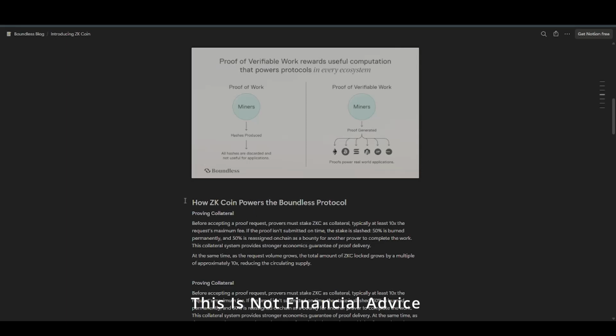Now if we look at proving collateral, before accepting a proof request, provers must stake ZKC as collateral, typically at least 10x the request's maximum fee. If the proof is not submitted on time, the stake is slashed: 50% is burned permanently and 50% is reassigned on chain as a bounty for another prover to complete the work. So that's a really good utility for the ZKC token, and they also have a burn mechanism. I think that is to fight the inflation overall. We'll talk about the inflation in just a second.